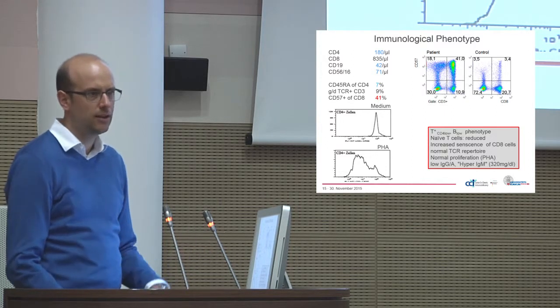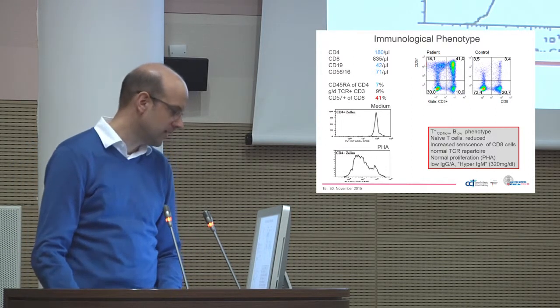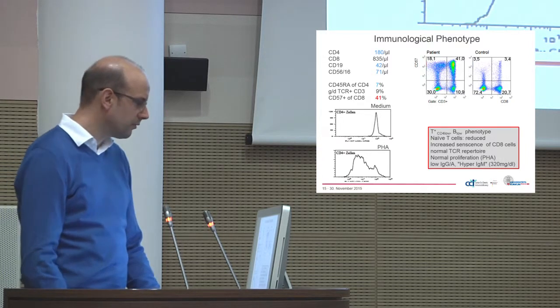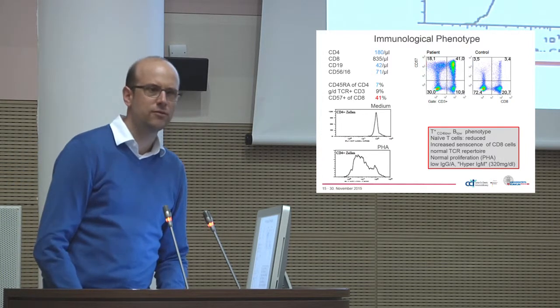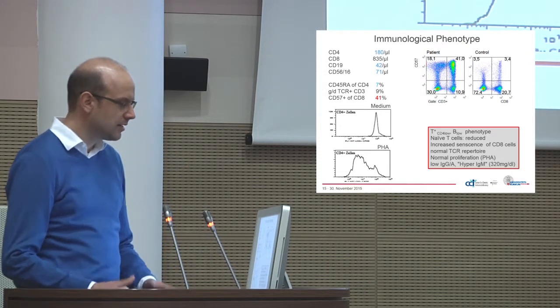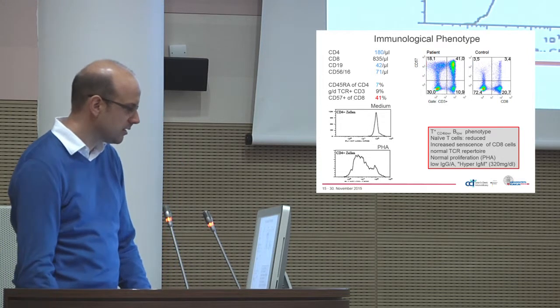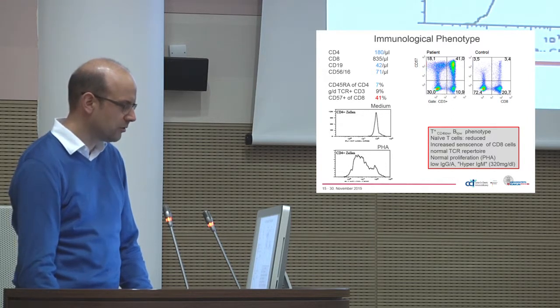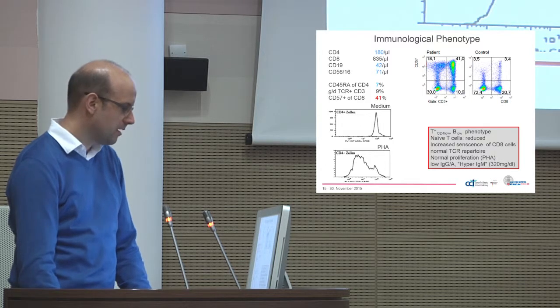First looked at the age of 5. We don't have previous values. Gamma delta T cells normal. But what we found was that there was evidence for increased senescence among his CD8 cells, with a high positivity for CD57 on his CD8 cells, here shown in comparison to a healthy control.